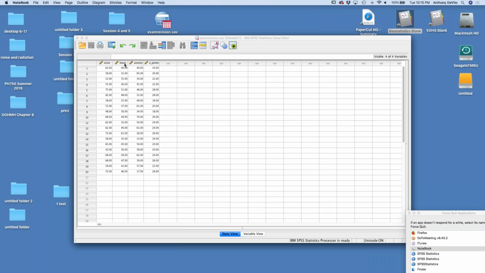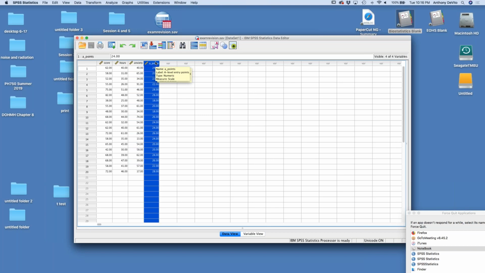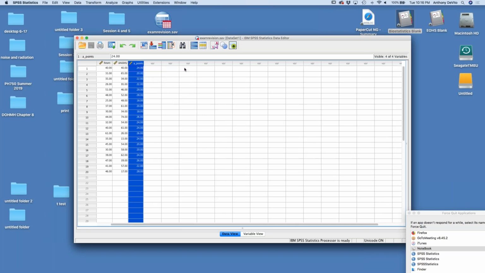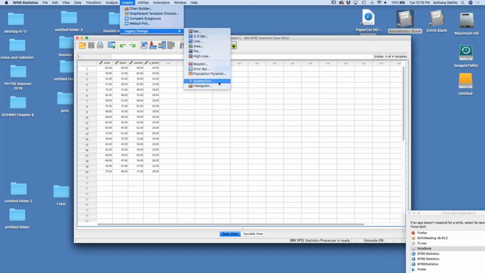Now you'll notice that there are other variables here: anxiety level and entry level points. In other words, maybe a pre-test or something like that, something that tested how much you knew going in. Okay, so let's take a look at the scatter plot for the score and anxiety. I'm going to go to the graph, legacy dialogues, in Stata.